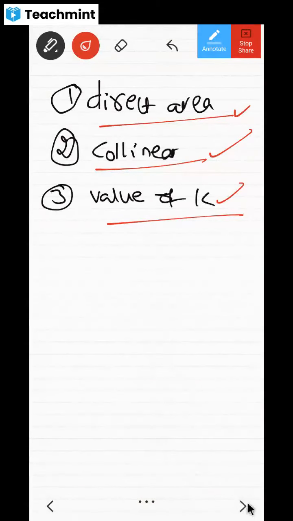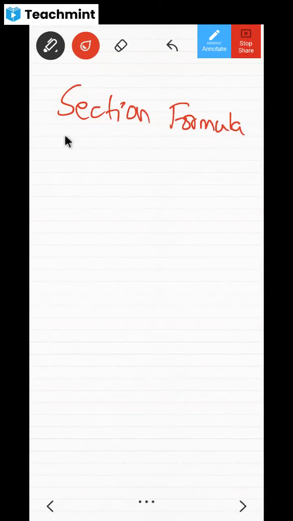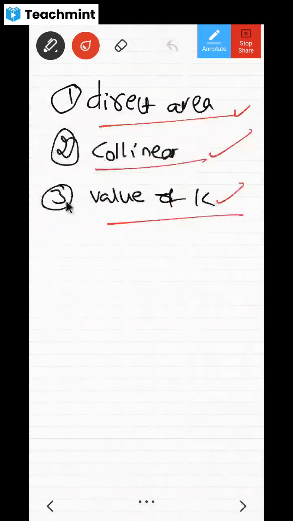Now let me move on to the next thing. This is the last topic of this chapter, but we are going to make so many things here. That is called the section formula. Everybody is going to put the heading section formula. Did you write these also? Keep on writing these also.